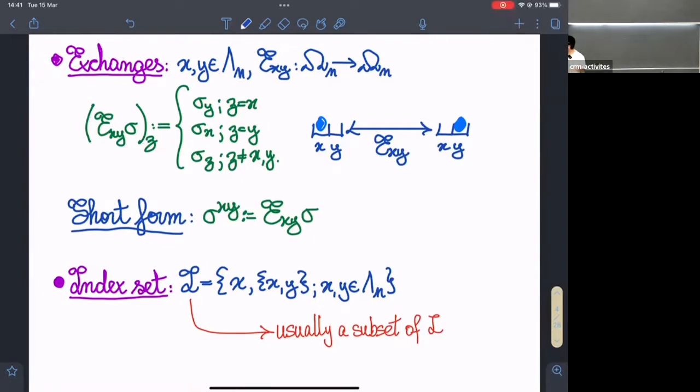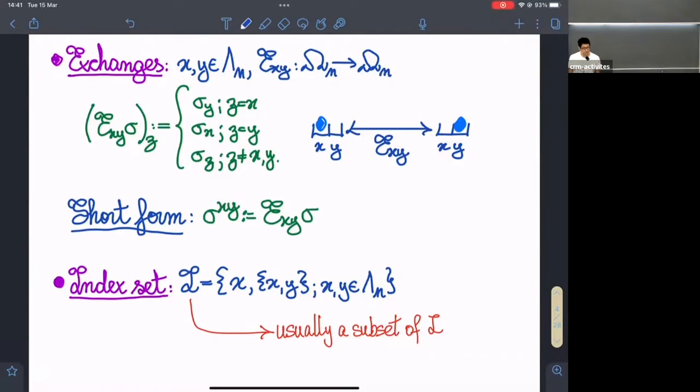So of course, in short form, this transformation E_{x,y} of sigma is going to be denoted by sigma^{x,y}, okay, with superscripts x and y. Okay, so you see that these transformations can be parameterized by an index set, okay, that I'm going to call I.